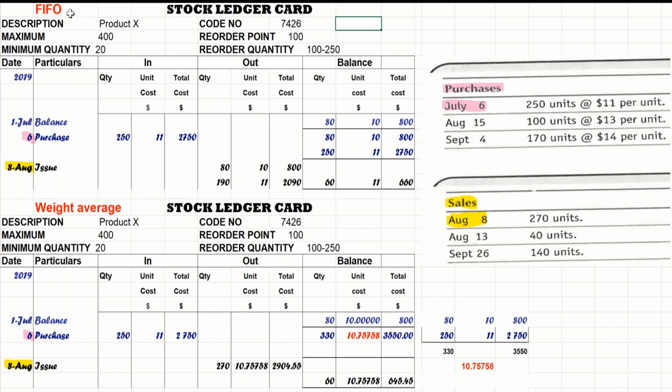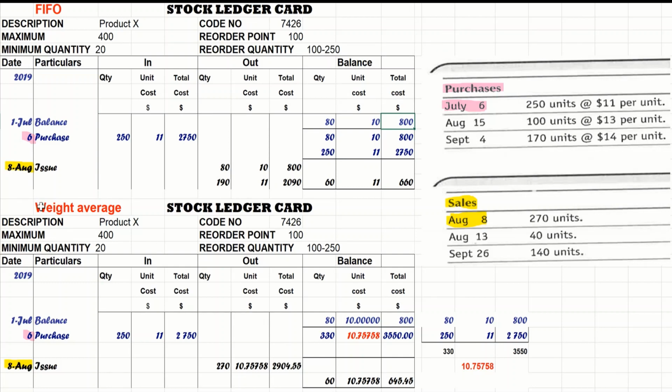So here you see on top is my FIFO card. In both instances, I've already put in a balance that we have 80 units on hand. So I go straight to the balance column, 80 units at cost price $10 each. So the value of the stock is 800.